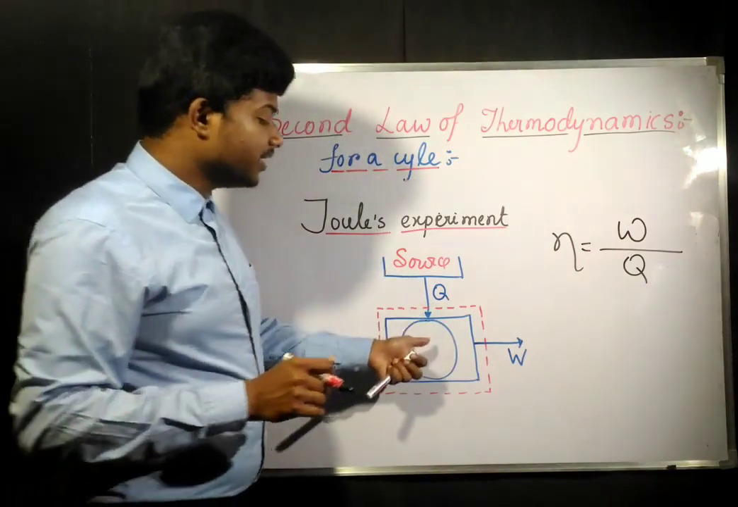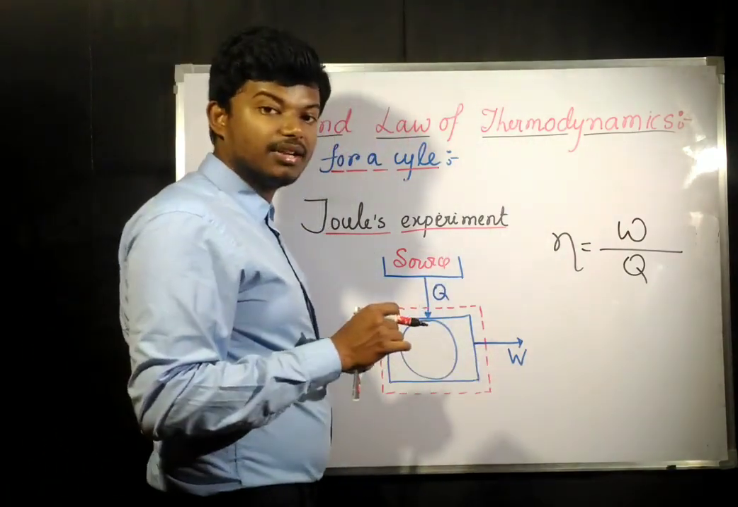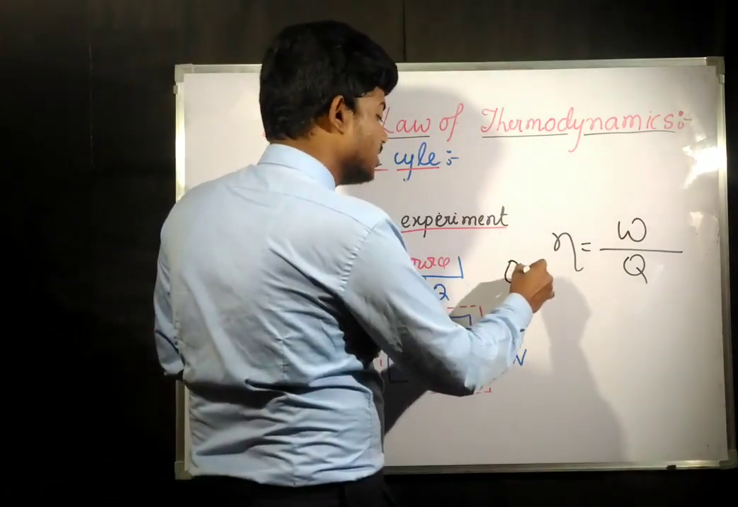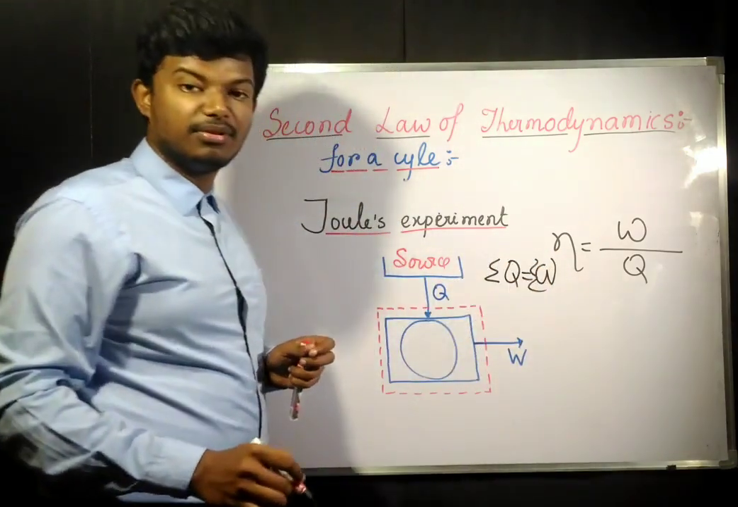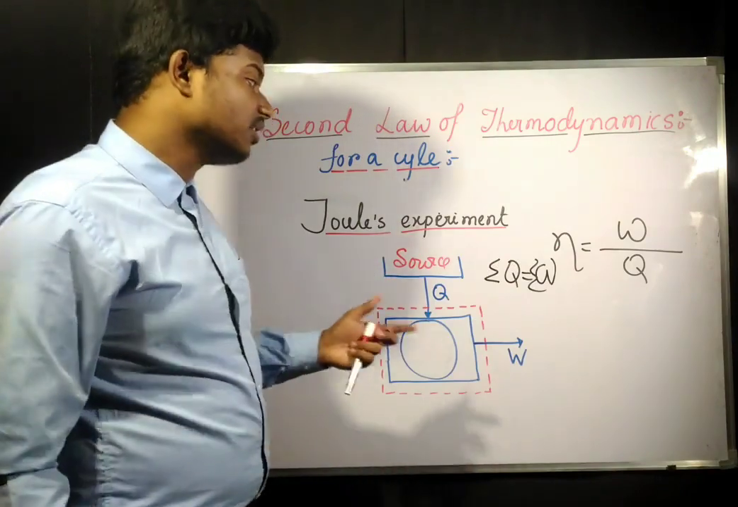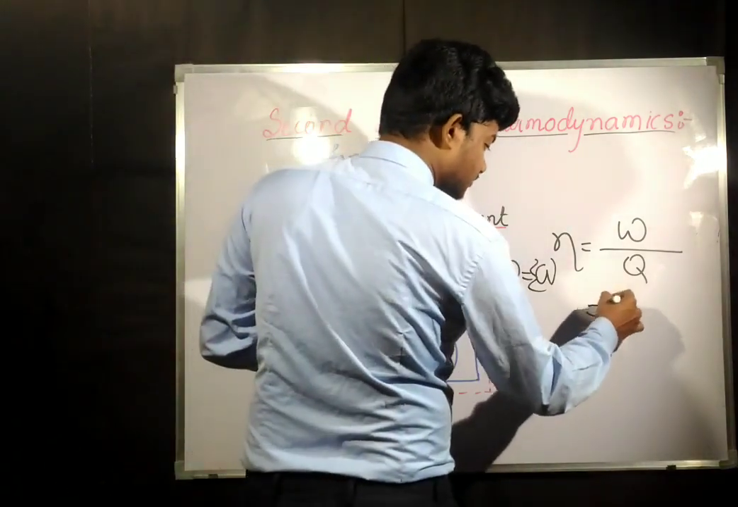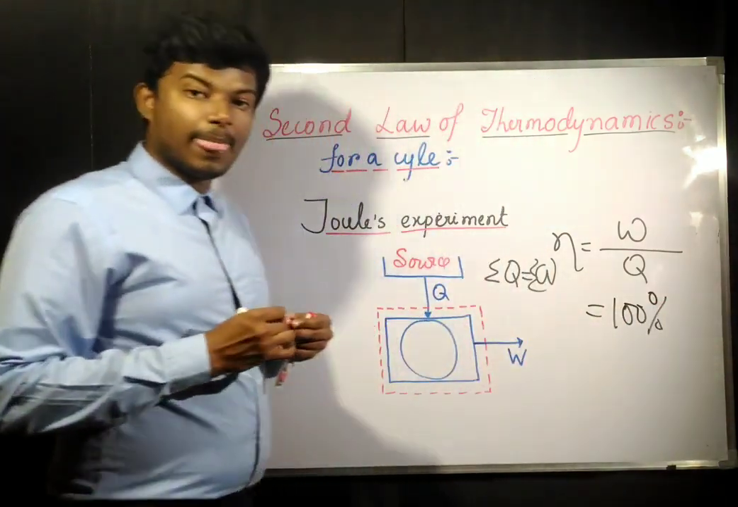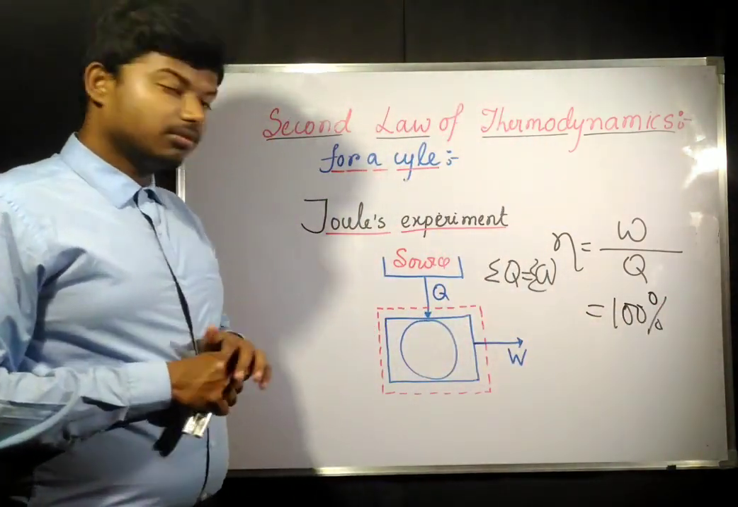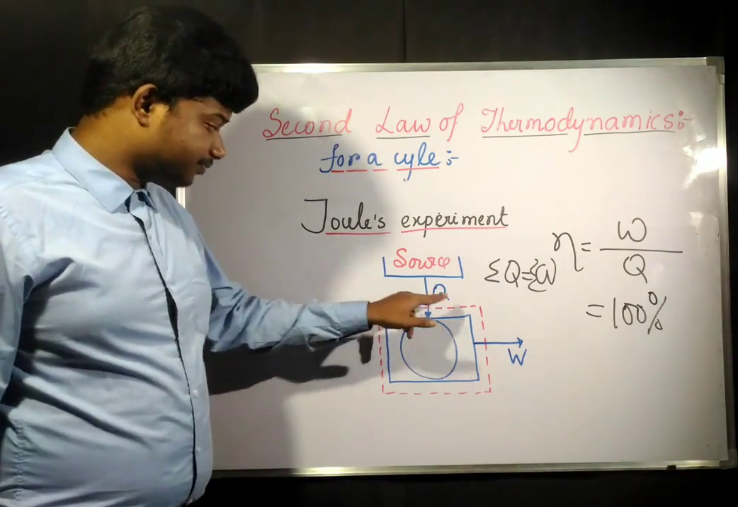Now, if the complete Q is going to get converted to work, that means complete Q is going to be W. Summation of Q is equal to summation of W. According to the first law of thermodynamics, then what happens? This is going to give us 100% efficiency. Okay. But we all know that what happens?